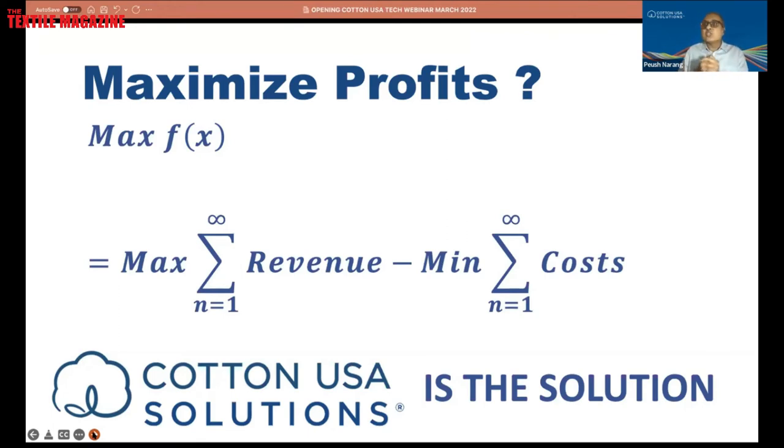Our Cotton USA Solutions team in the year 2021 has made more than 200 engagements. They have done one-to-one mill consults. They have done technical surveys. They have also done more than 20 seminars. And the feedback that they have got from most of the mills is that almost 90% of the respondents have told that the expert is amazing. The team that we have is amazing and unparalleled.